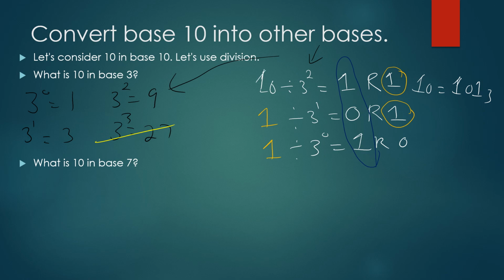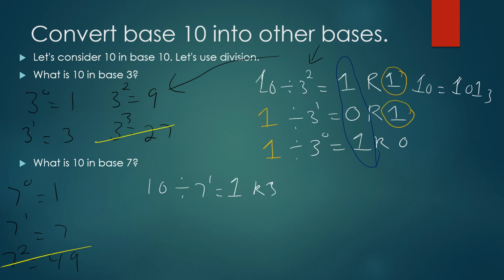Same thing with base 7. We have 7 to the 0, which is 1, and 7 to the first, which is 7. Again, we can look at 7 squared, but 7 squared is 49. That's too many objects. So I'm going to take 10 and divide that by 7 to the first. That's going to give me one group of 7 with a remainder of 3.